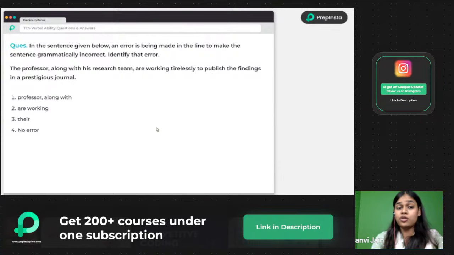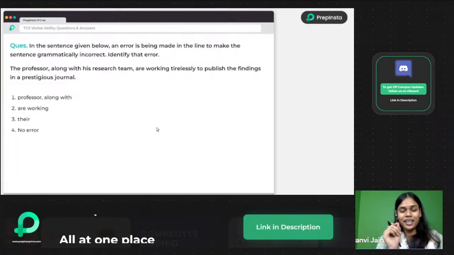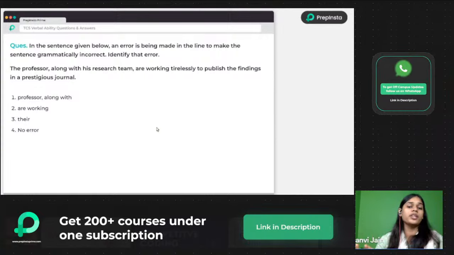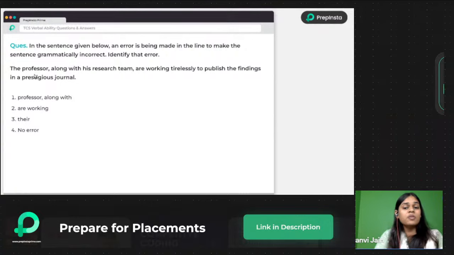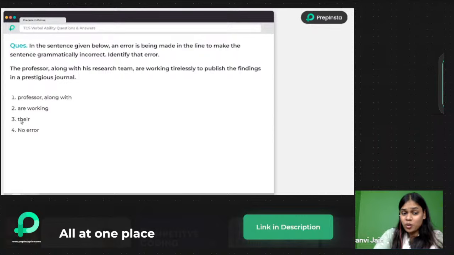All right, so this is a very quick little error. So you have to understand the error right over here. It's very important. It's a very tiny little error. So if you get that, it means your subject verb agreement is completely on point. I have given you the hint, right? The answer is going to be on subject verb agreement. The professor, along with his research team, are working tirelessly to publish the findings in a prestigious journal. The answer over here is going to be option two, which is are working.